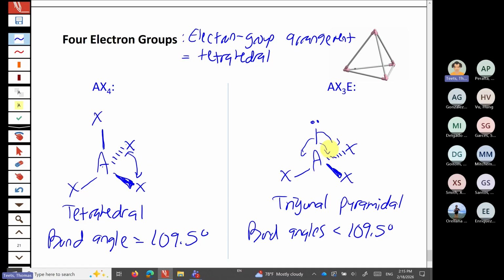So, the ideal tetrahedral angle is 109.5. If you have NH3 ammonia, which is AX3E, the bond angles in that are like 107. So it's like a couple degrees difference, okay?